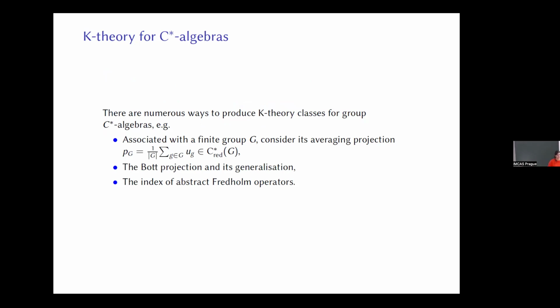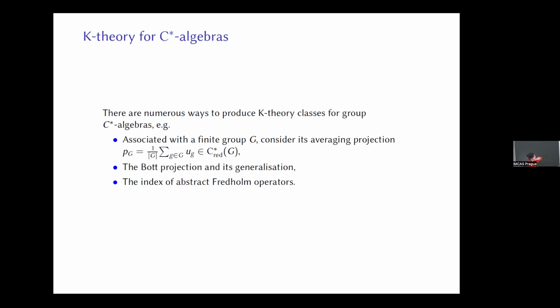One very first one is when one has a finite group, then one looks at the averaging projection, which is just taking the sum over elements of the group G. Here we have u_g. These are elements inside the C-star algebra. So we have just the averaging over the order of the finite group, and this gives us a projection.